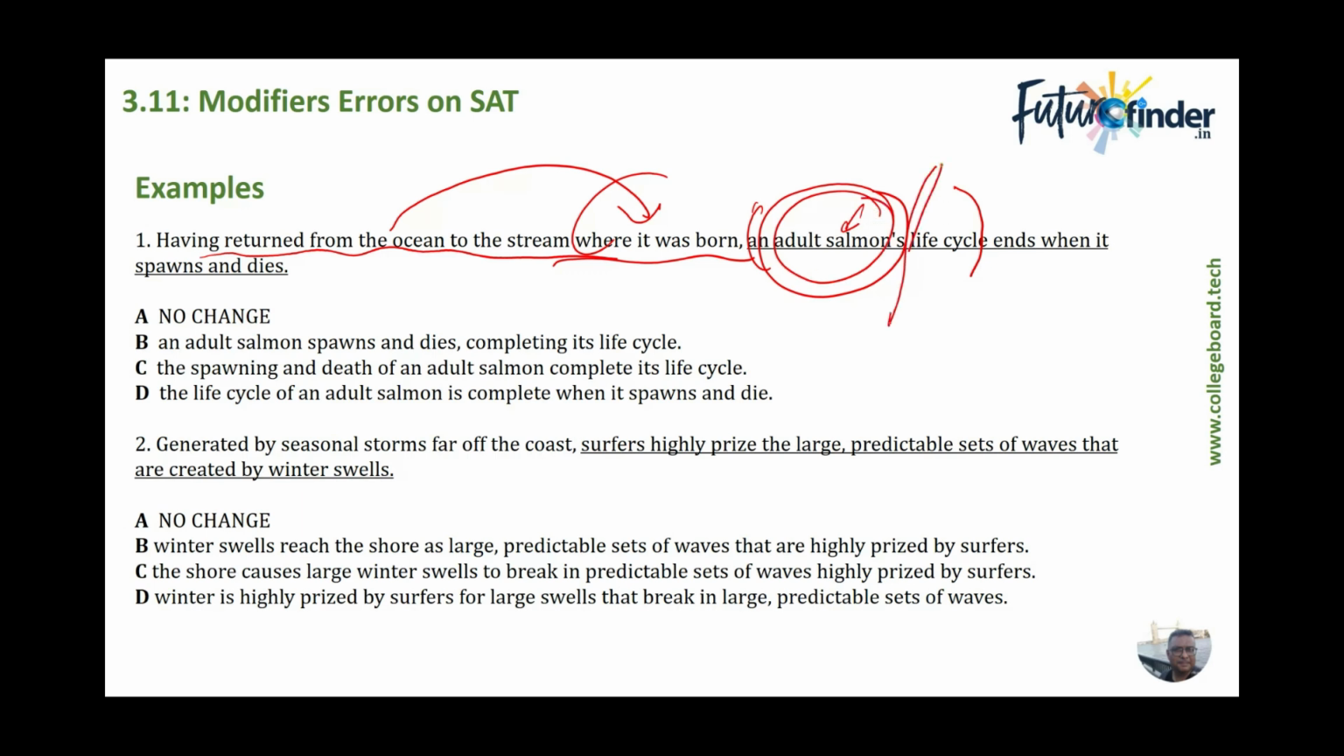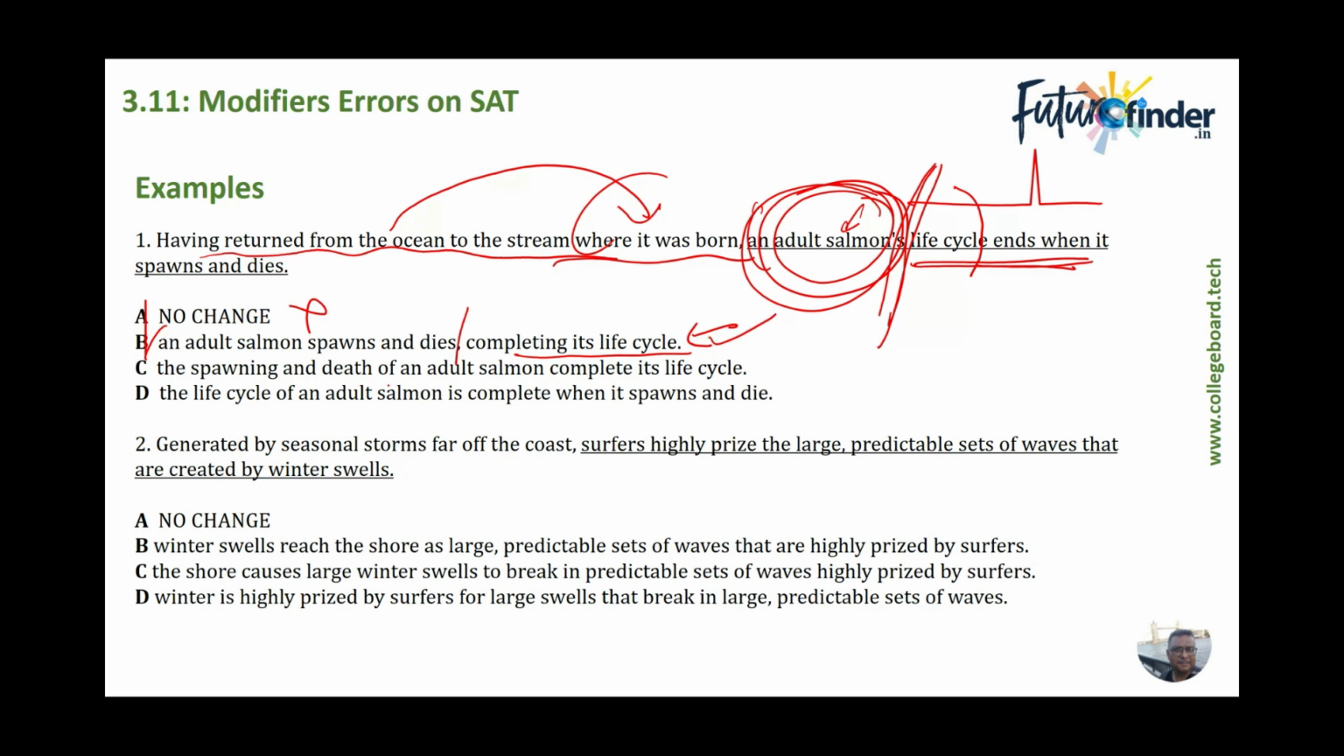So somehow we need to break down this subject into the life cycle which is different and the adult salmon which is different. So let's see if we have split somewhere. No change, not a good option. An adult salmon spawns and dies completing its life cycle could be a possible answer, because we are now looking at the adult salmon, and completing its life cycle is again completely different. So could be the right answer.